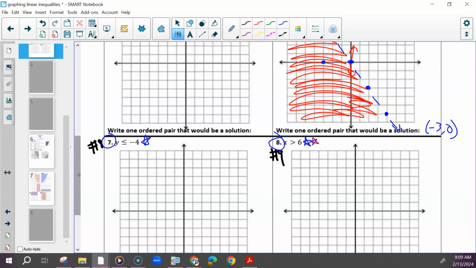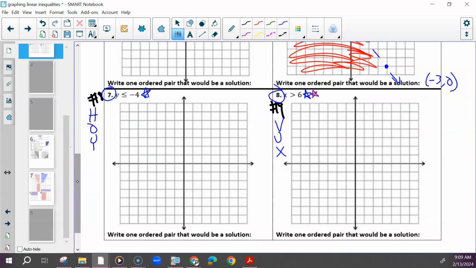For 7 and 8, we need our colored pencils. For 7, since this is a y inequality, it's going to be a horizontal line. So on the y-axis, put a point at -4. Would this be dashed or solid? Solid. So at -4, draw a solid horizontal line.